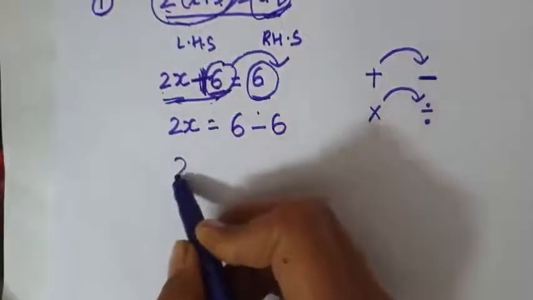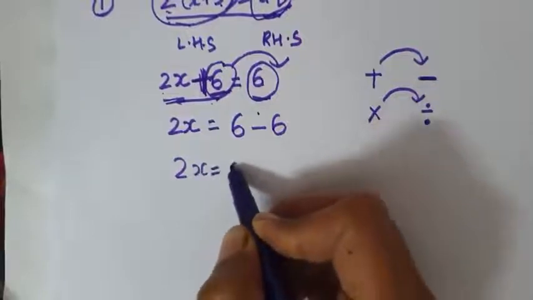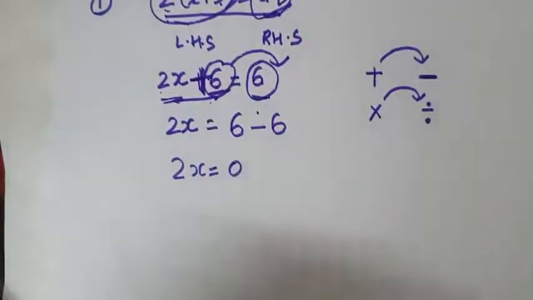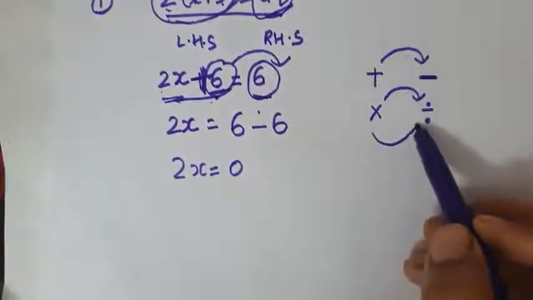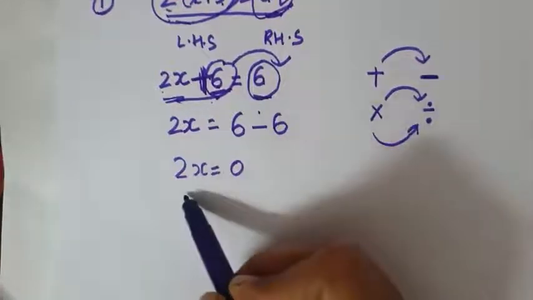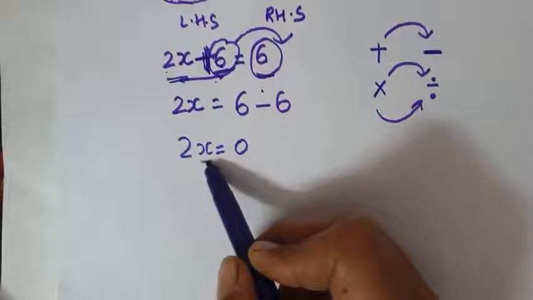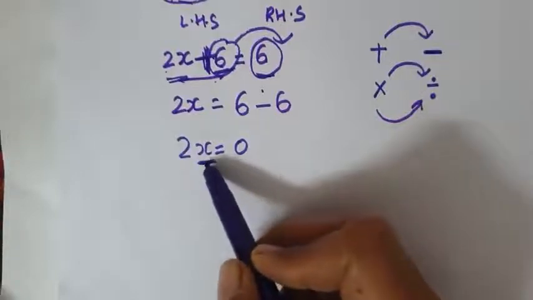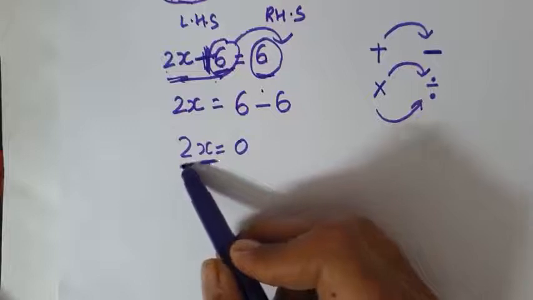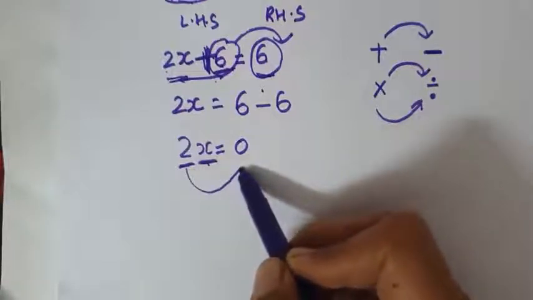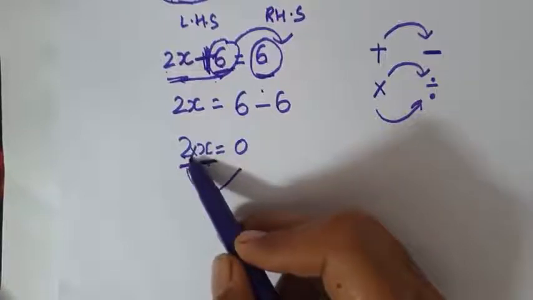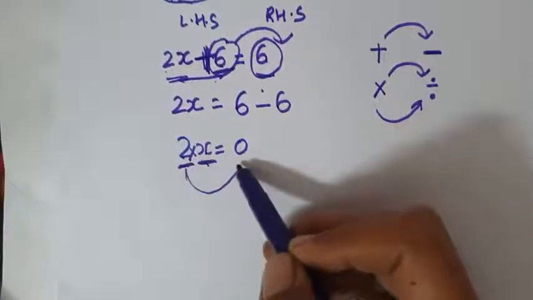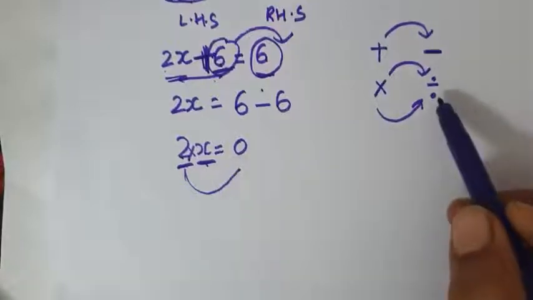So what we get? 2x is equals to 0. Now in the same way I told you multiply will change to division. So now we have to find the value of x. It means we will shift this 2 to the right hand side. So how will we shift? Now this 2 and x will get multiplied here. So on shifting it will get divided.